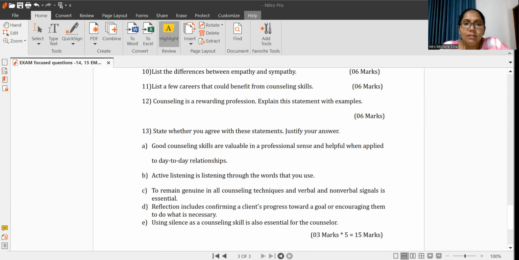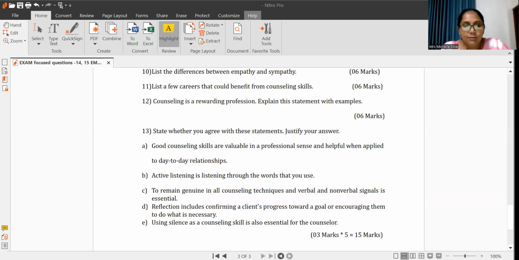State whether you agree with this statement and justify your answer. 3 marks and there are 5. Okay, 3 marks means 1 mark for whether you agree or not, then another 2 marks will be awarded for the explanation. Okay, if you agree, justify.